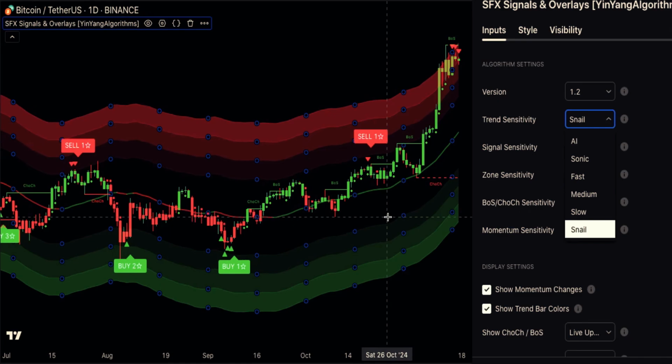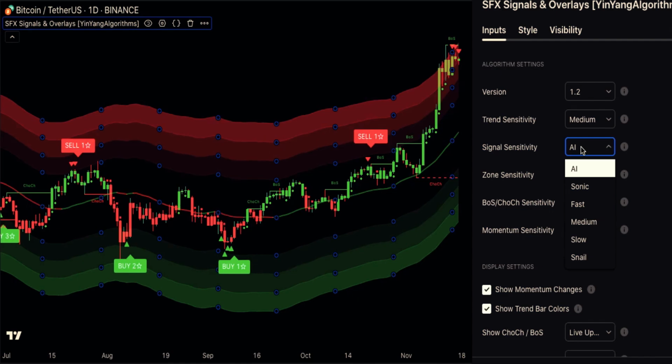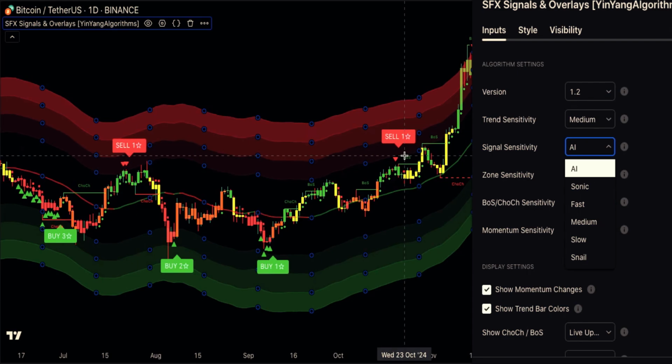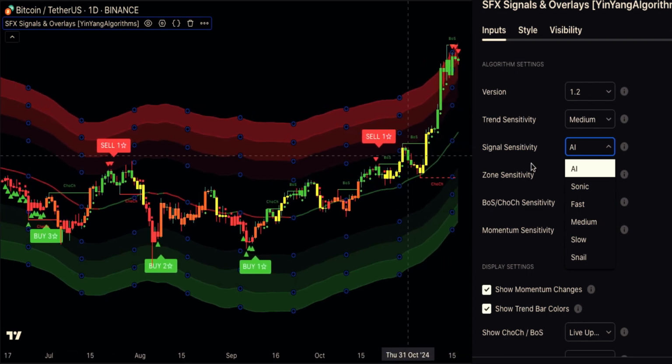But yeah. So we're going to move on to signals now. Let's just throw this on medium. It's the one that we like. It's nice, in my opinion, to see the build-ups and the breakdowns. When it's just green and red, sometimes you miss a little bit of that build-up, breakdown information, and it's nice to see. So, signal sensitivity on AI, it's just going to pick whatever it thinks is best.